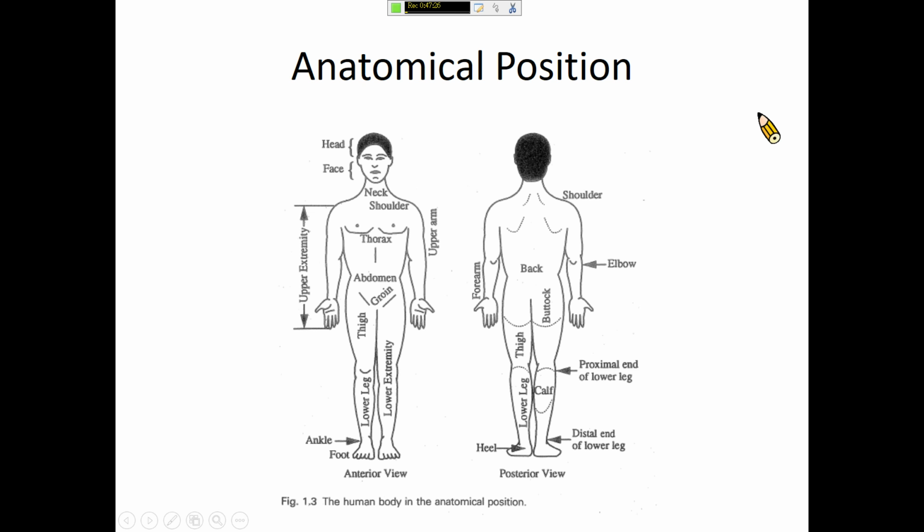First, we try to identify the body part, body segment. This is the head. This is the face. This is the neck. This is the shoulder. This is the upper arm. This is the forearm or lower arm. It's missing the hand. This is the hand.